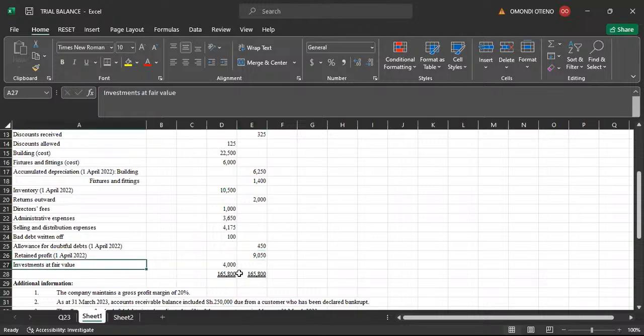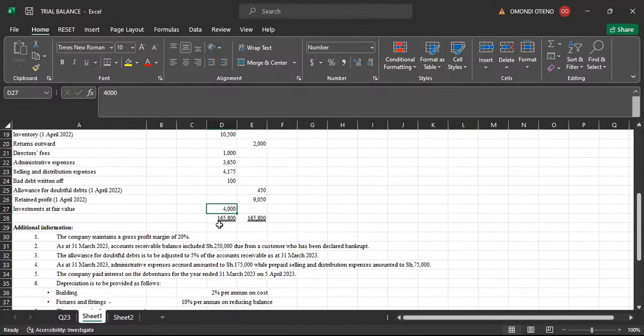Investment at fair value. Investment at fair value, that is now the financial assets. The financial assets are not being depreciated, but you just look at the fair value at the end of the year. Is there an increase or a decrease in the fair value adjustments of these particular assets? If there is an increase, of course, that's going to be a gain. We take it to the section of other comprehensive income, OCI.